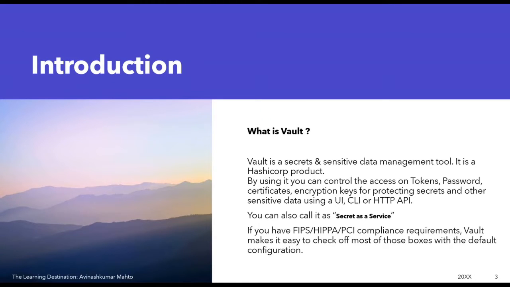Whenever we talk about Vault, Vault is a secret and sensitive data management tool. It is a HashiCorp product. By using it, you can control access to tokens, passwords, certificates, and encryption keys for protecting secrets and other sensitive data using a user interface, command line interface, or HTTP API. You can also call it secret as a service.